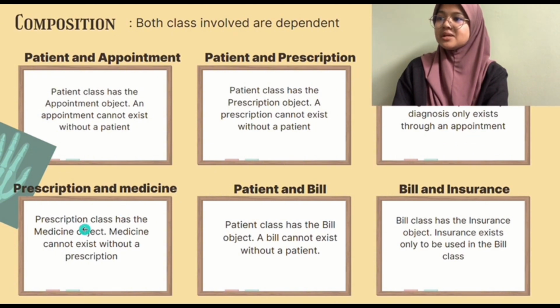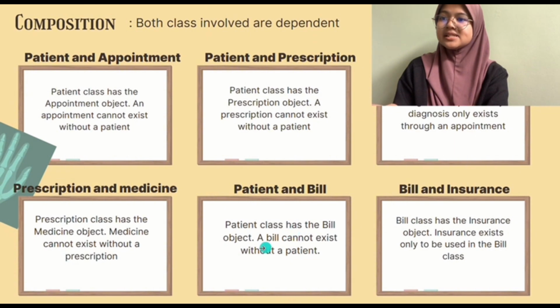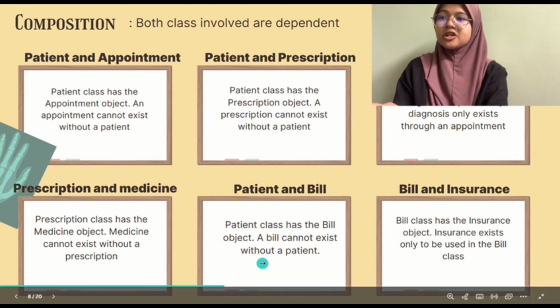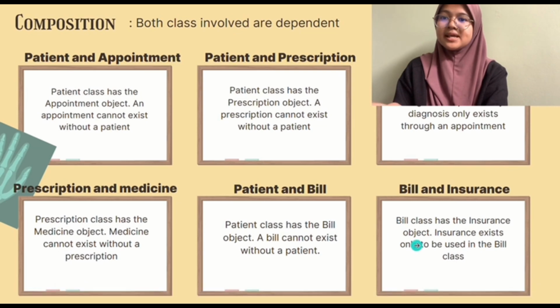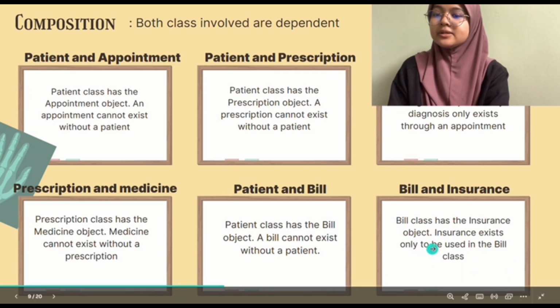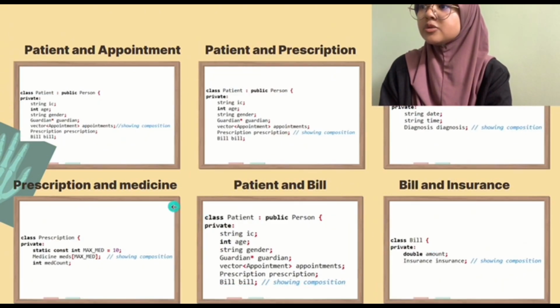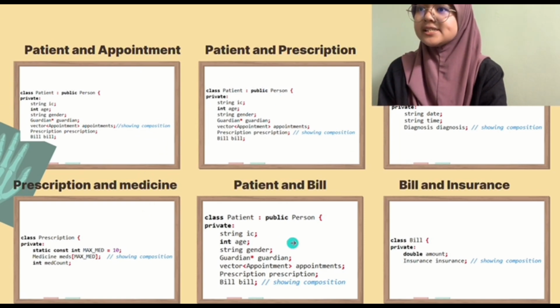Fourth, prescription and medicine. Prescription class has the medicine object. Medicine cannot exist without a prescription. Fifth, patient and bill. Patient class has the bill object. A bill cannot exist without the patient. Last, bill and insurance. Bill class has the insurance object. Insurance exists only to be used in the bill class. So here is where we implement our composition in the coding. This is for each class.